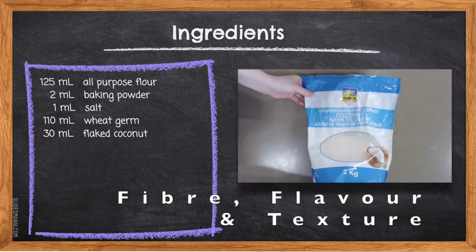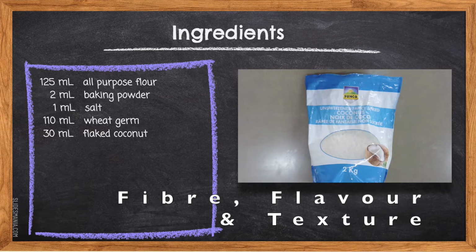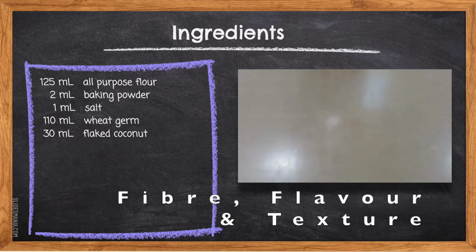30 milliliters of flaked coconut. Coconut adds a lot of fiber and flavor to our cookie today, and it also adds a lot of texture as the flakes tend to be larger and more coarse. Now you can choose between using sweetened or unsweetened coconut, but know this: using sweetened coconut means adding more sugar and more moisture, making your cookie a little bit more soft. Using unsweetened coconut tends to make our cookie a little bit drier and chewier.